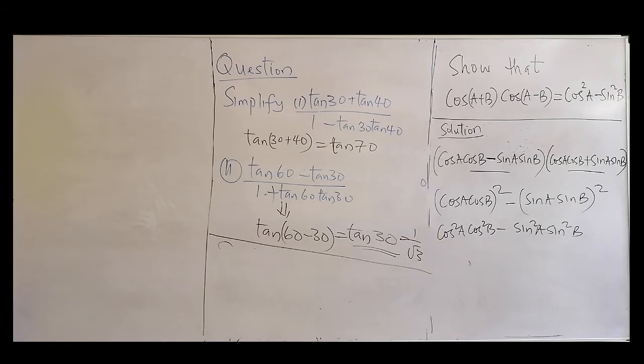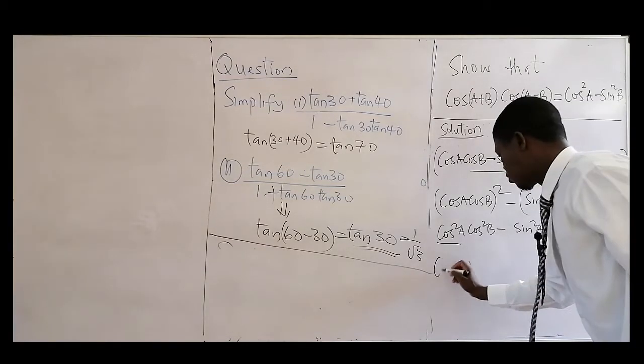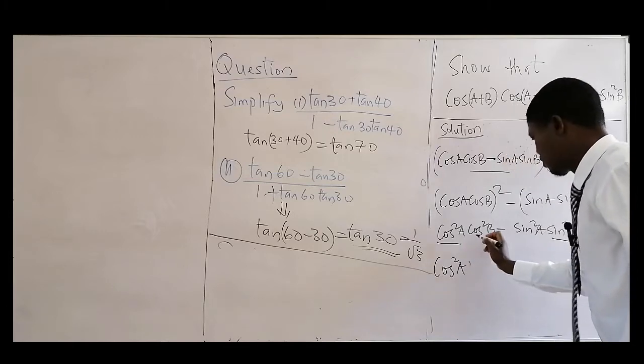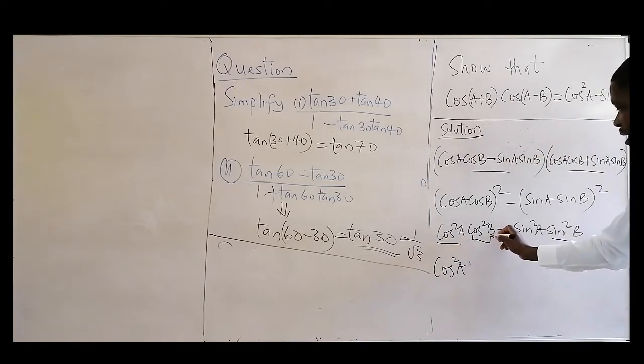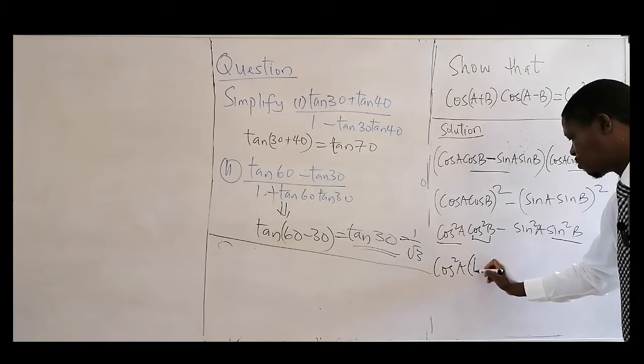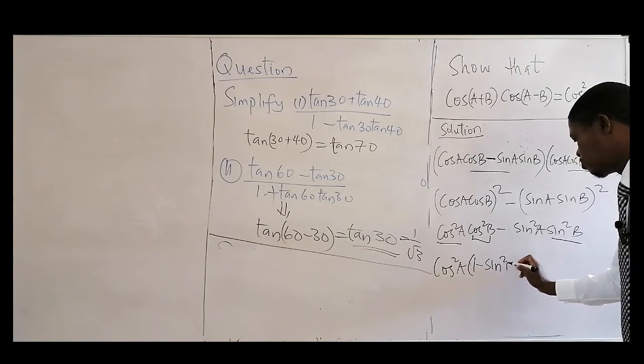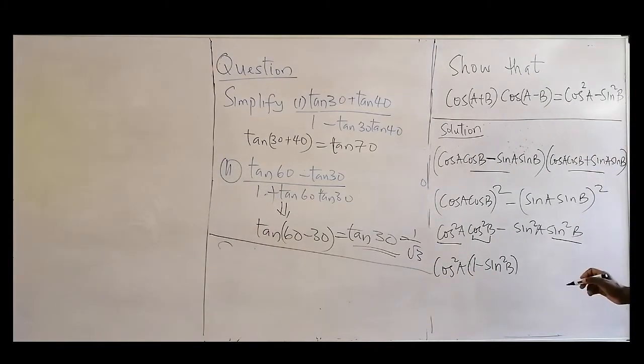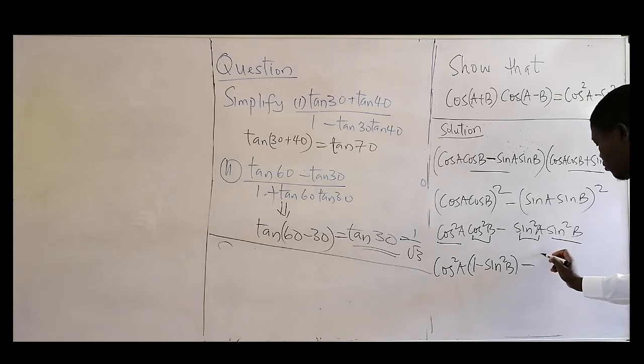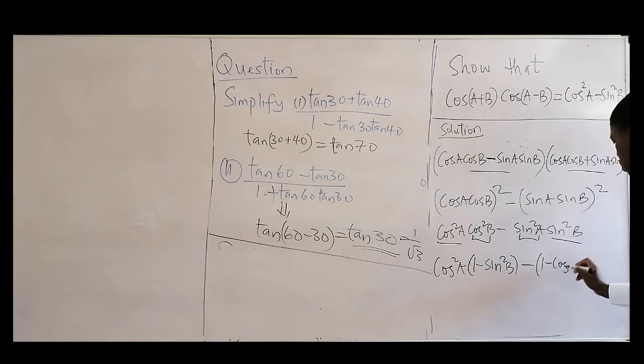But if you look at it, what can we do now? This cos squared B is not part of the target, so we're going to make a substitution for that, and that will be 1 minus sine squared B. Then minus. This sine squared A also is not part of the final answer, so we'll make a substitution for that: 1 minus cos squared A, into bracket sine squared B.